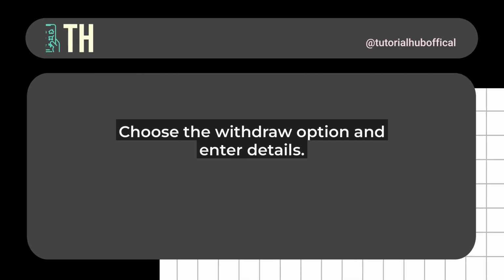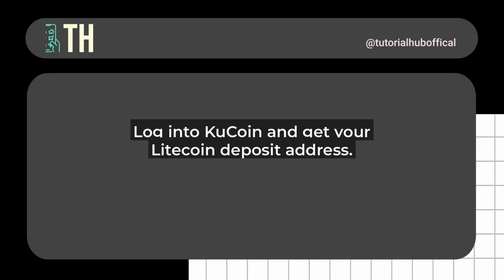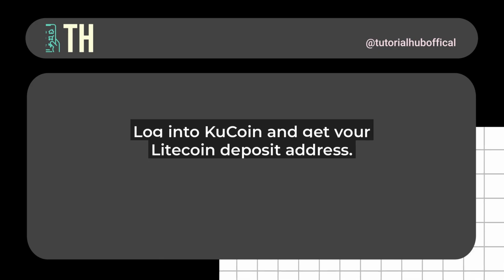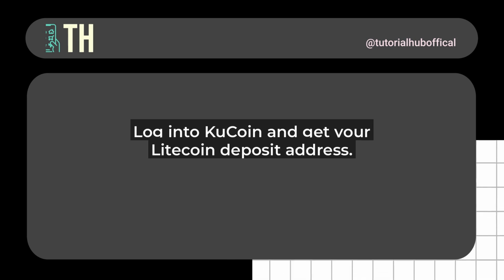Open a new tab and log into your Kucoin account. Go to your wallet, select Litecoin, and choose the deposit option. This will generate a unique wallet address. Copy that down carefully, as any mistake here could send your funds to the wrong place.